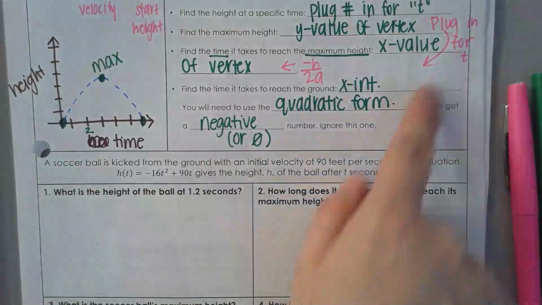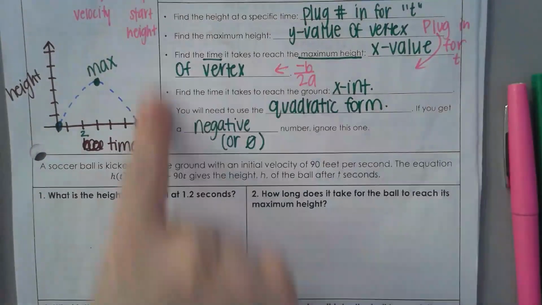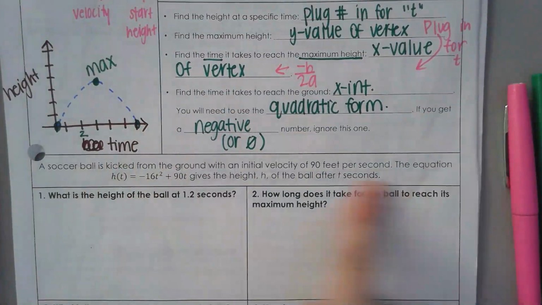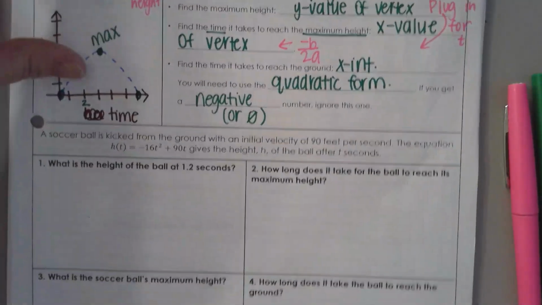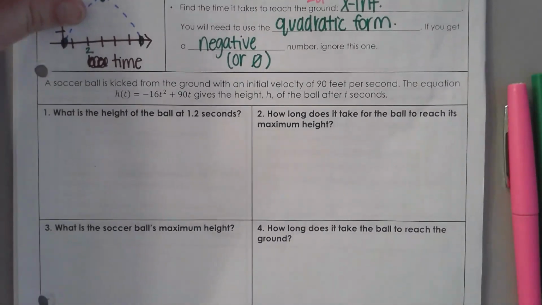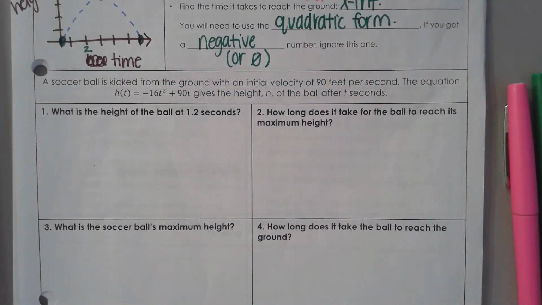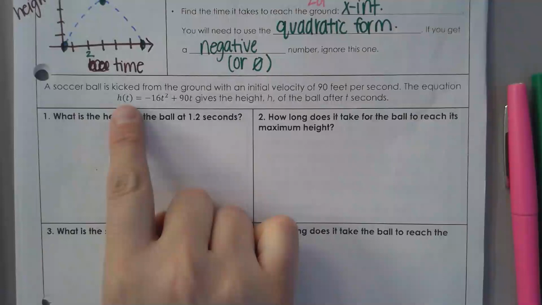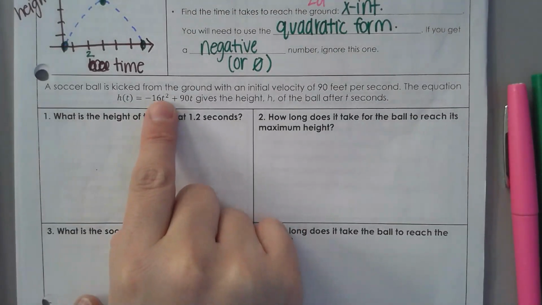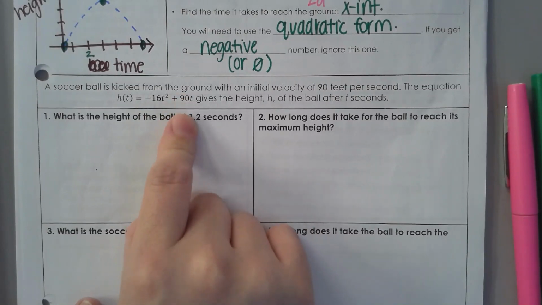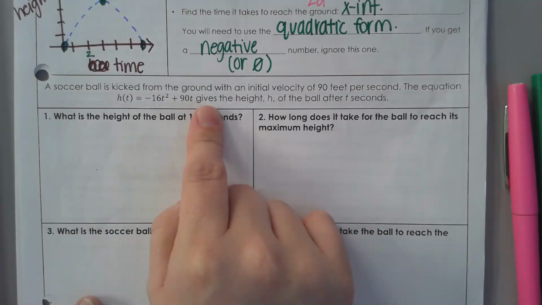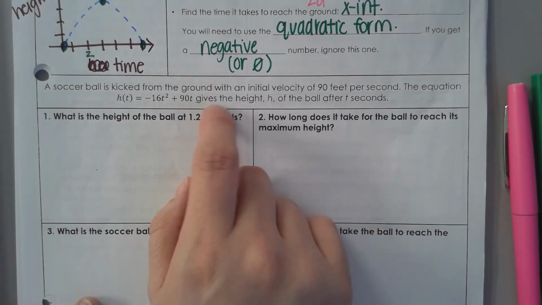So as long as you keep up with your notes, you will have this. And this tells you exactly how to solve each type of problem. So let's go into an actual example. A soccer ball is kicked from the ground with a velocity of 90 feet per second. And it gives us the equation. Notice I had the negative 16 plus my velocity was 90. And we started at the ground, so I didn't have a starting height to add on.